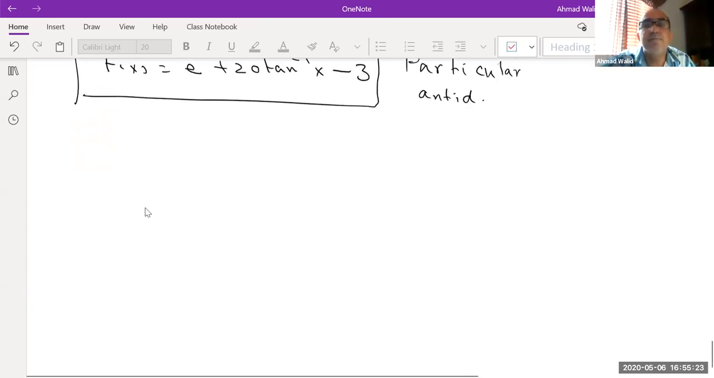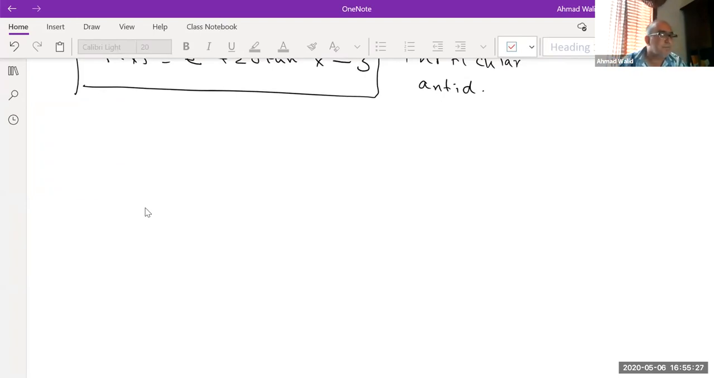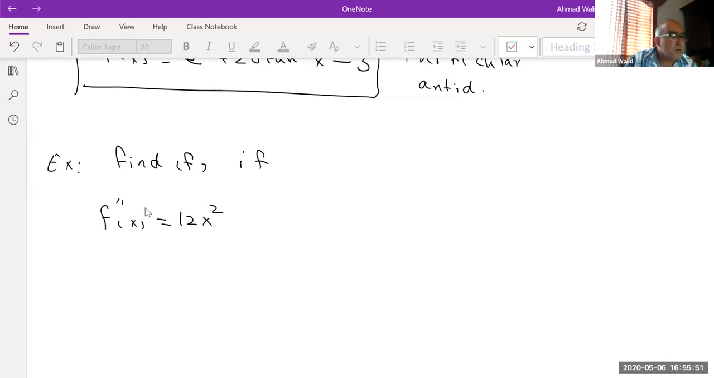Let's do another example. Find f, given f double prime of x equals 12x squared plus 6x minus 4, and f of 0 equals 4, and f of 1 equals 1.